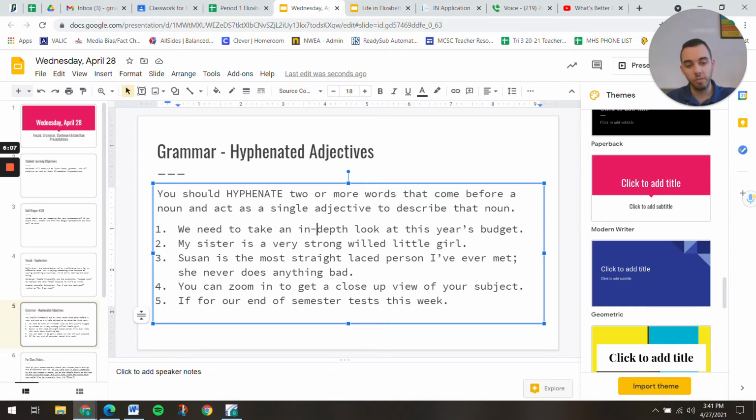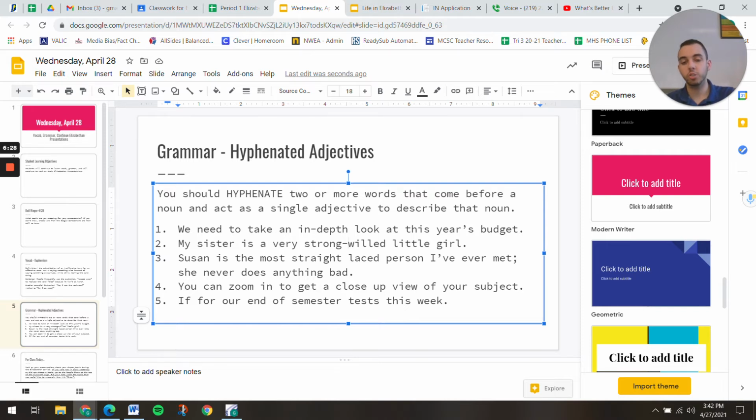My sister is a very strong-willed little girl. So what kind of little girl is your sister? A strong-willed one. It is describing her stubbornness. So strong and willed, two separate words, yet again, join them with a hyphen.